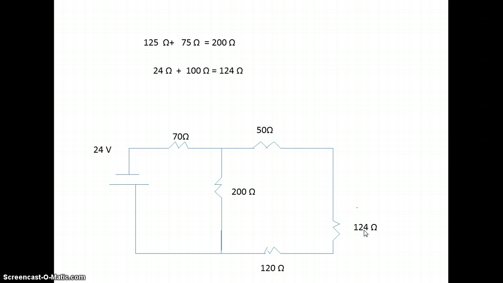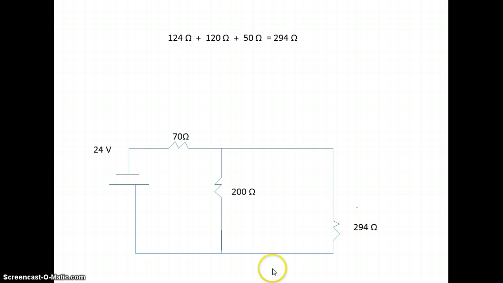So now you can also look at this as a series. So you have a 50 ohm resistor, the resistor of 124 ohms, and a resistor of 120 ohms. So now you can add up 50 plus 124 plus 120, which gets you to 294 ohms. So now basically you're left with 3 resistors.